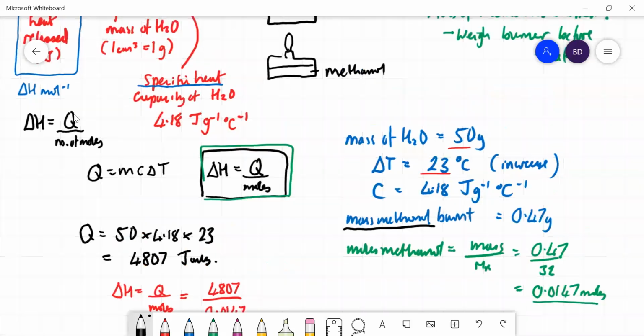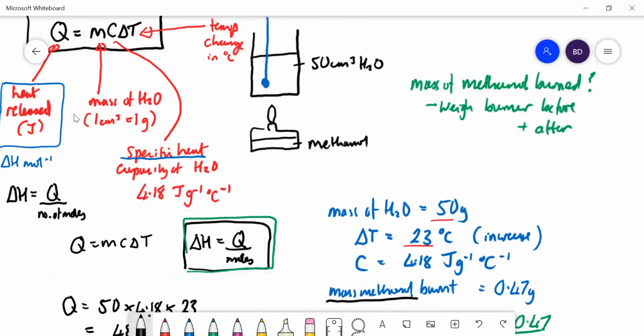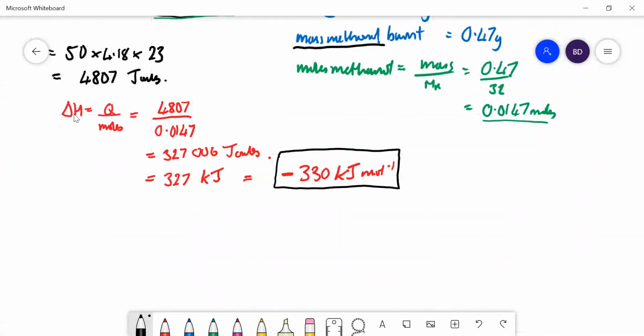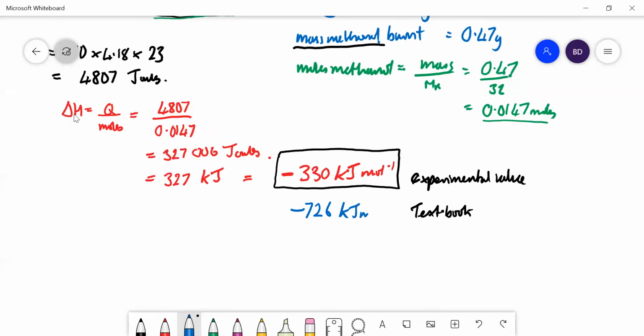That's the enthalpy change. Now, if you compare that to a textbook value, so this is our experimental value, the textbook value is minus 726. So in our experiment, we are way out. Why are we so out? These kind of experiments always give bad results when we do them in the school lab.